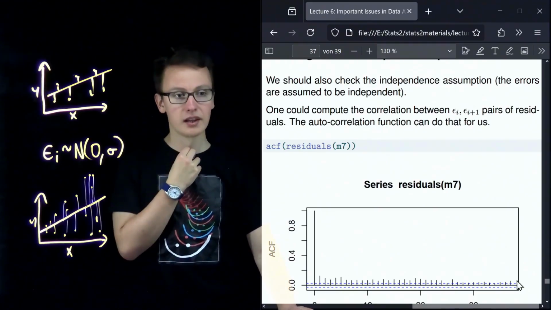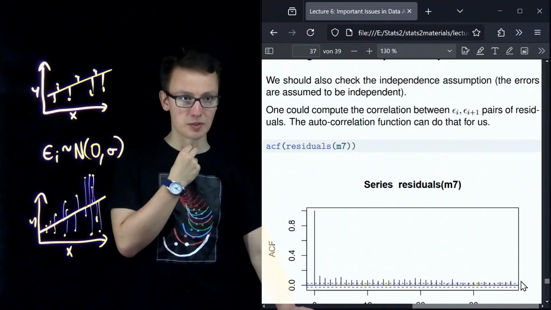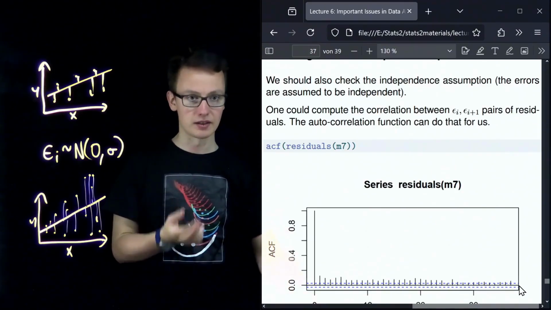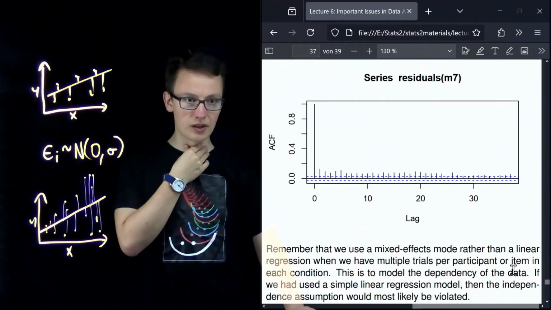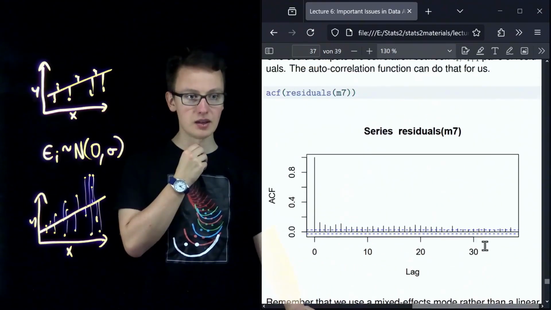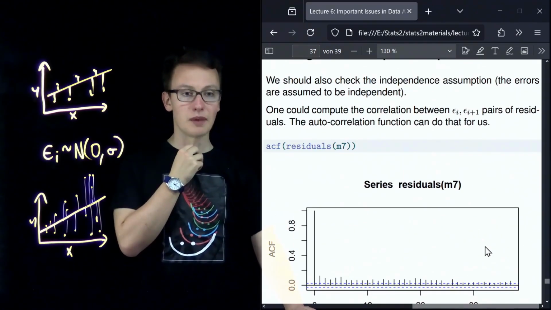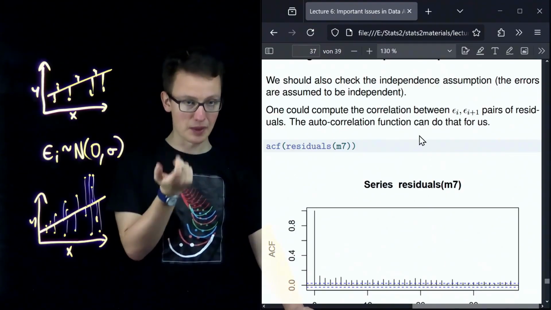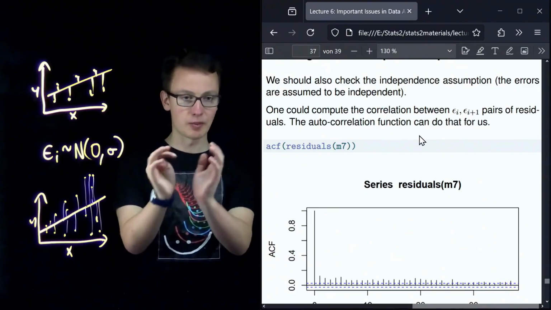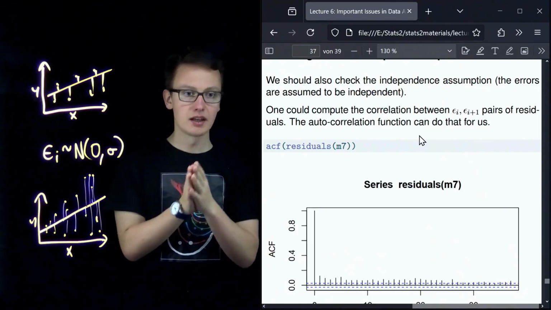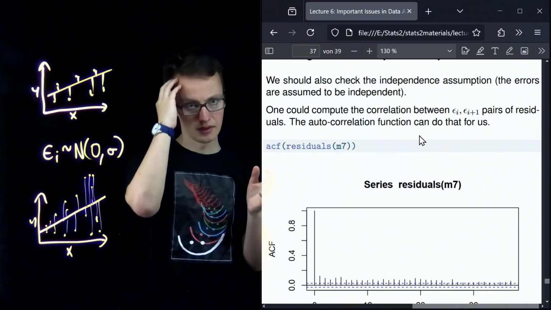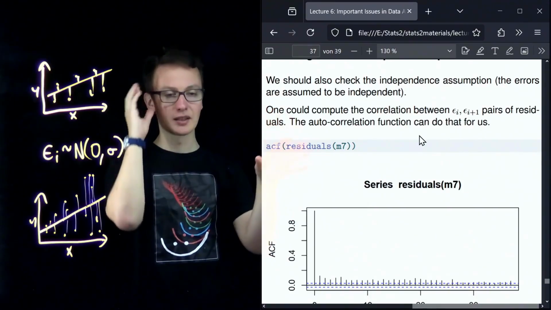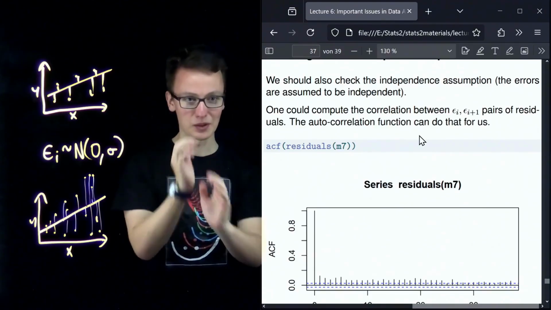Overall, the residuals appear to be not autocorrelated, which means that they are independent. A small thing to keep in mind here is that we had fitted a mixed effects model on these data, because they were hierarchical data. We have subgroups of data points pertaining to particular subjects, and in some cases even subgroups pertaining to particular items. In this case, we just had the participant level grouping, okay?